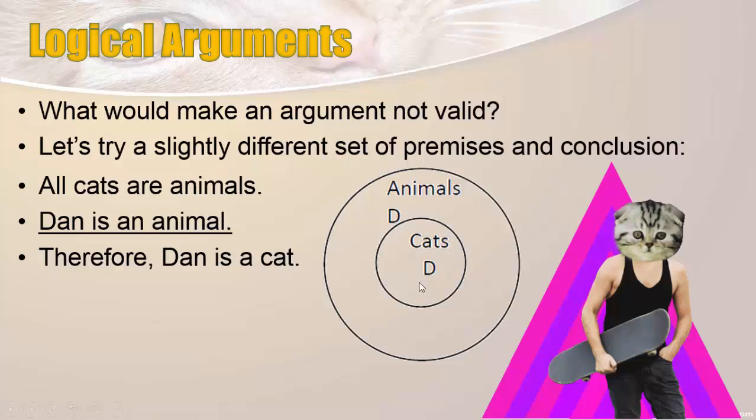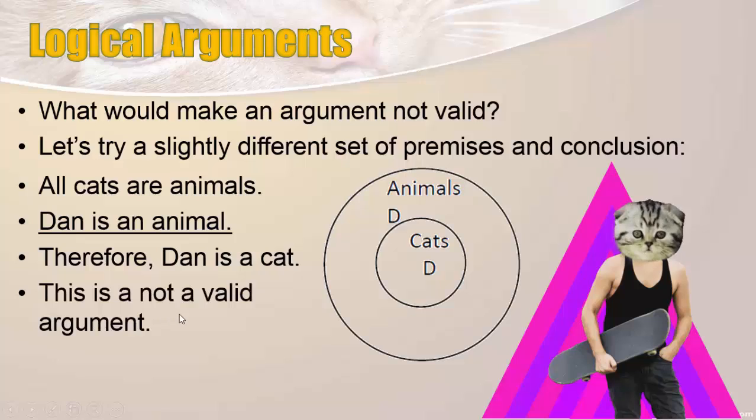So we can put the D for Dan in both places. We can put him either as an animal cat, which is fine, or we can put him as just an animal. It's not particular what kind of animal. He could be a cat. He may not be a cat. We're not given explicitly what kind of animal he is. The conclusion that we're given, therefore Dan is a cat, is not a valid argument, because we can place the D for Dan in two different places, and that would mean that this is not a valid argument.